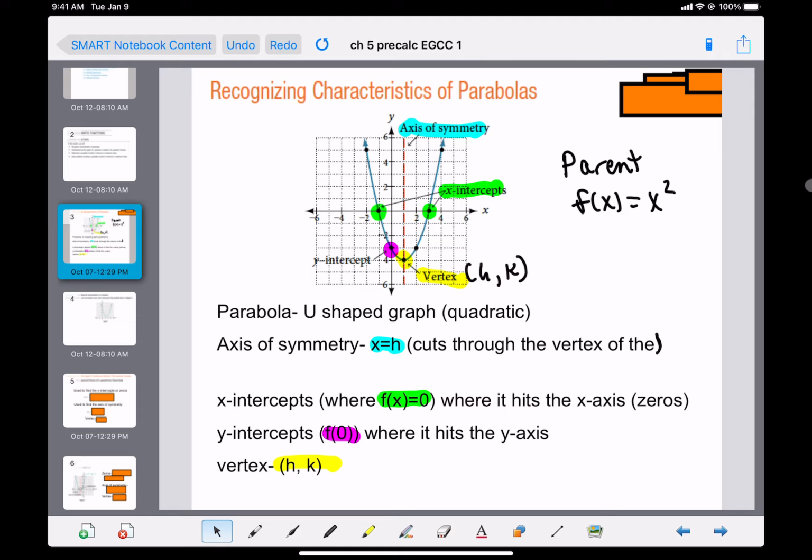Don't forget that x-intercepts are the same as zeros. So if I say zero, that's just the fancy way to call the x-intercept a zero. Some older textbooks even refer to those as roots.